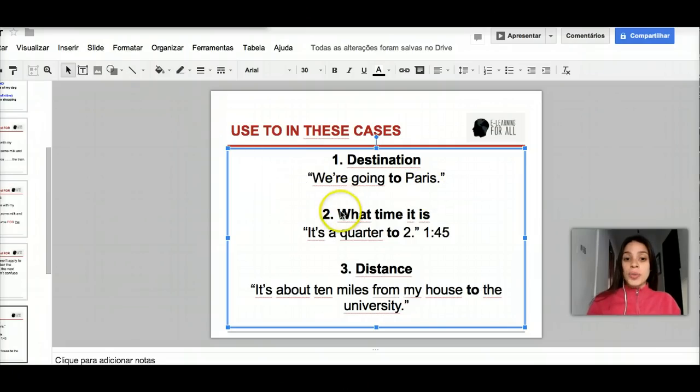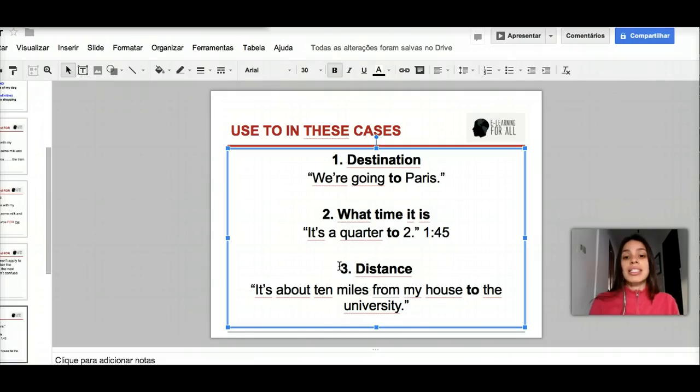So, number 2, what time it is. When you're talking about the time, the preposition you're going to use is the preposition to and not the preposition for, right? We use the preposition to talk about the minutes that are left of the last hour, and the minutes that are missing to the next hour. So it's a quarter to 2, 1:45. It means that we still have 15 minutes for the new hour to start. Okay? Perfect.